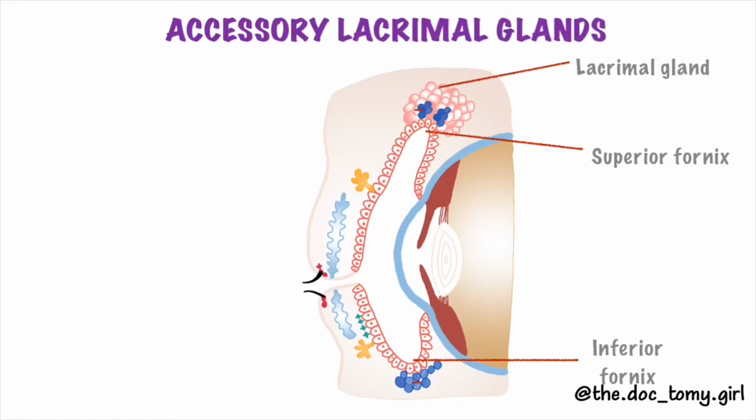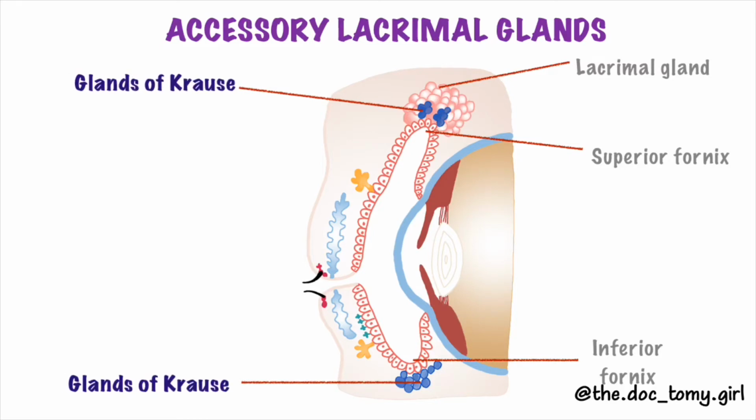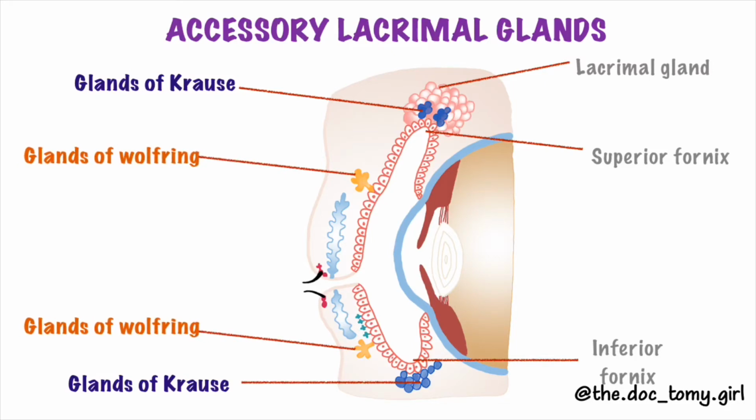The accessory lacrimal glands are two, that is the glands of Krause and the glands of Wolfring. The glands of Krause are microscopic glands lying beneath the palpebral conjunctiva between the fornix and the edge of tarsus. These are about 42 in the upper fornix and 6 to 8 in the lower fornix. The glands of Wolfring are present near the upper border of the superior tarsal plate and along the lower border of the inferior tarsus.